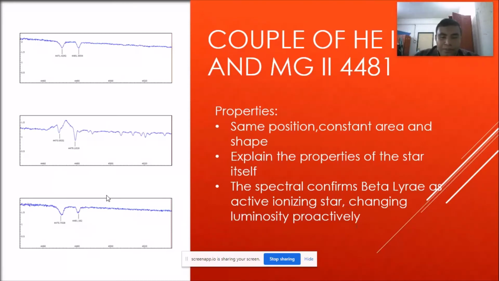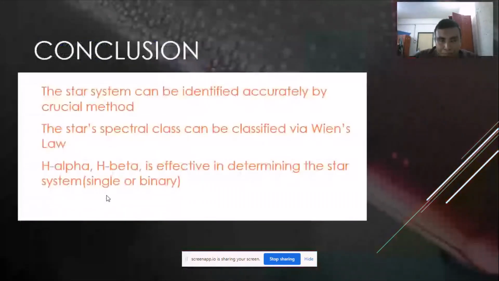We can say so. But metallic lines have another unique property, where they always show a regular emission line on top of the absorption line too. Therefore, this confirms the Be star as an active ionizing star. To conclude my presentation, I was able to apply spectroscopy to the line elements to identify not only their physical properties but also to determine the star type, either a single or binary star.